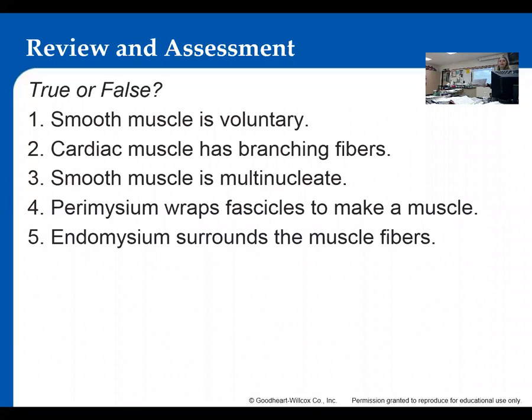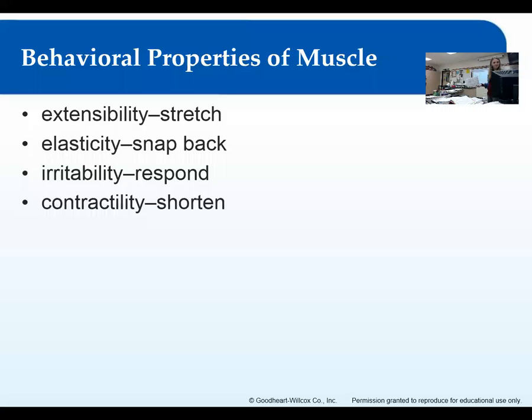Okay, smooth muscle is voluntary. True or false? False. Good, false. Cardiac muscle has branching fibers. True. Yes. Smooth muscle is multinucleate. Which one's multinucleate? Skeletal. Good. Perimysium wraps fascicles to make a muscle. Yes. Endomysium surrounds the individual muscle fibers. Oh yes, you're right, the red one is epimysium. It's the bundle. We just talked about these. I got excited, I was way ahead of myself there.